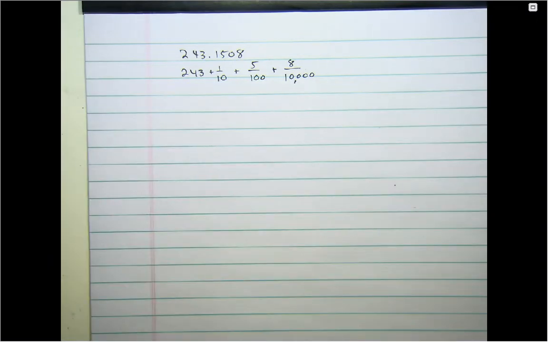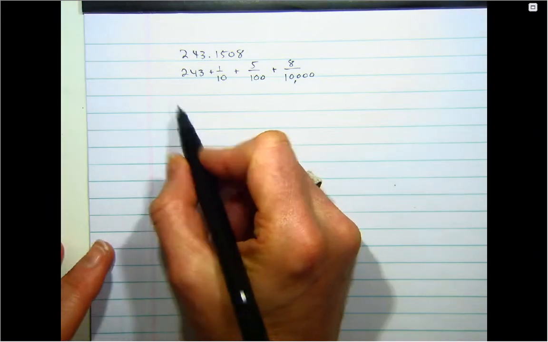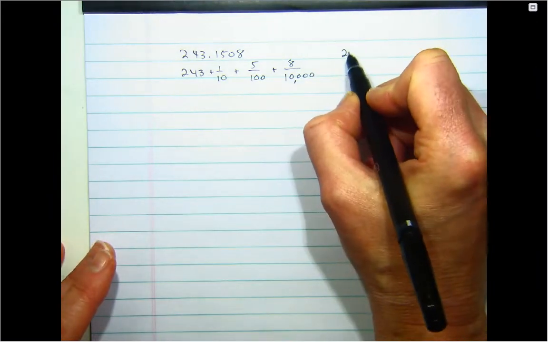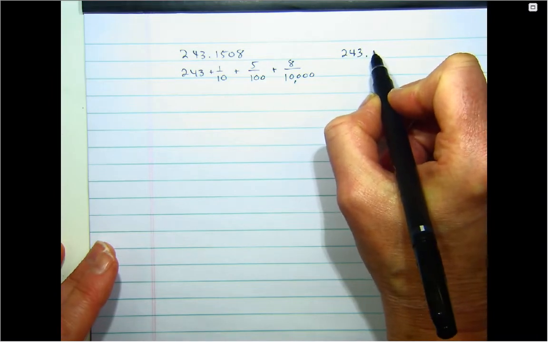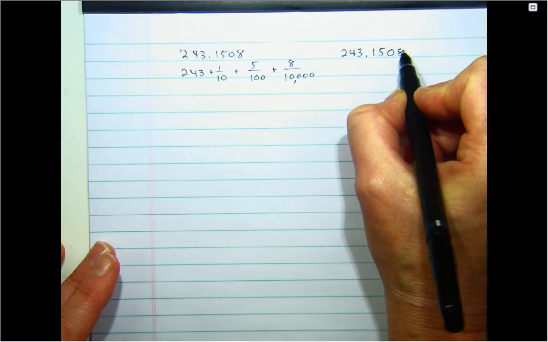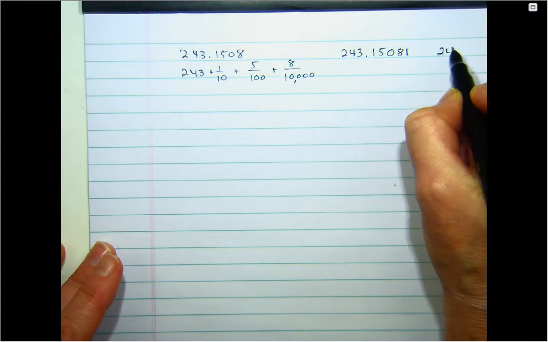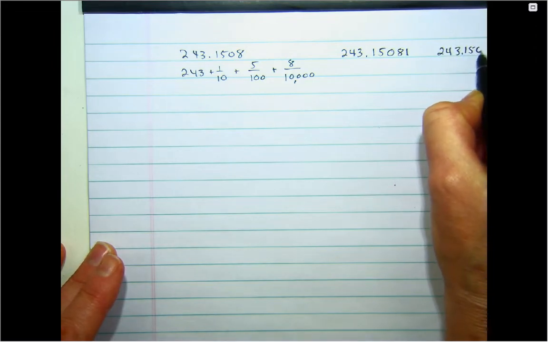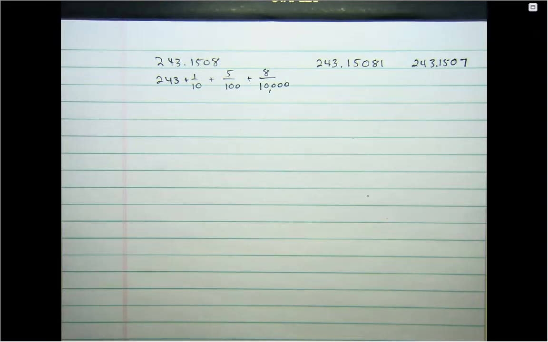So we're going to be looking at some numbers and placing them in order. So let's make a couple numbers and tell me which is bigger. Okay, so we have 243.15081 and 243.1507. Which is the smallest in this list of 3 numbers?